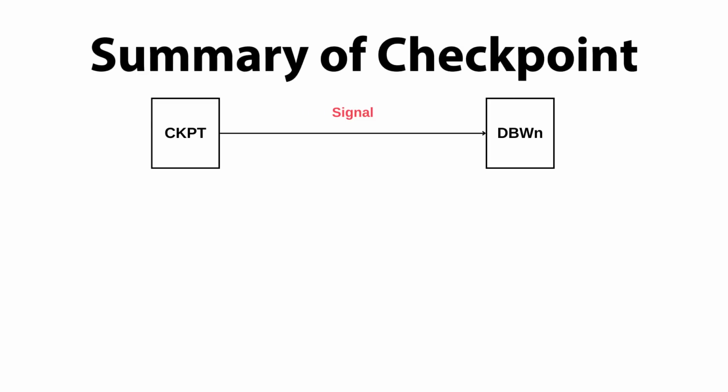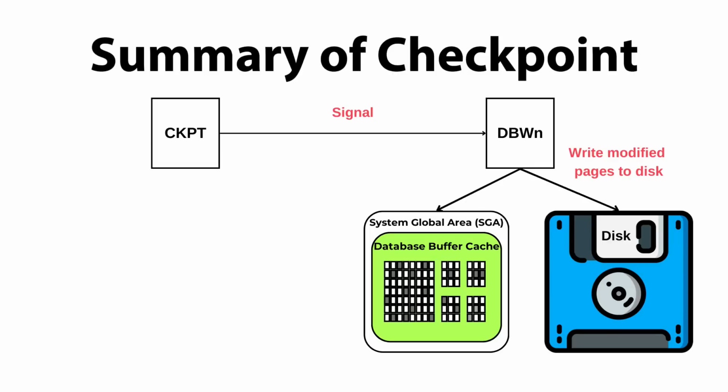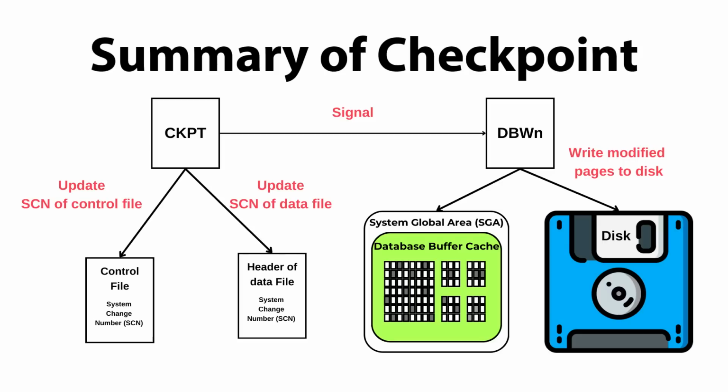In summary, at checkpoint time, the checkpoint process gives a signal to the database writer process. Thanks to this signal, the database writer process writes the modified data files in the database buffer cache to disk. The checkpoint process updates the system change number of the data file header and control file. In this video, I tried to answer the question of what is a checkpoint, one of the Oracle background processes.